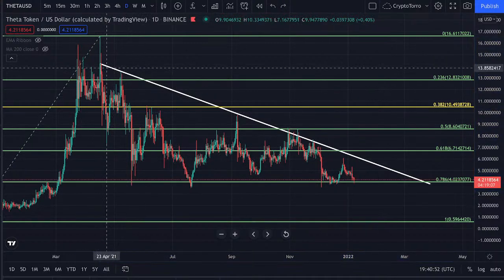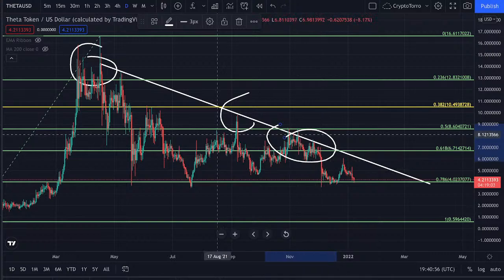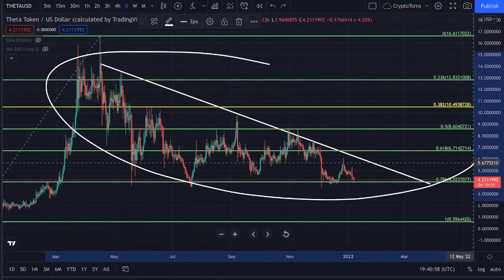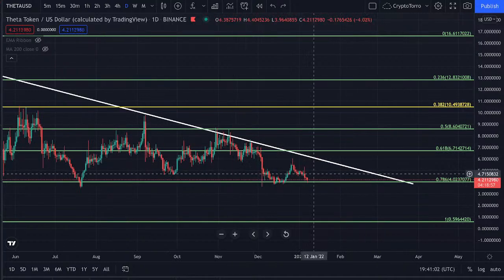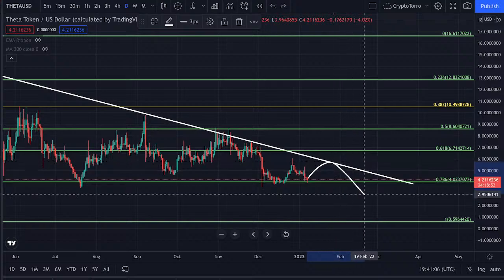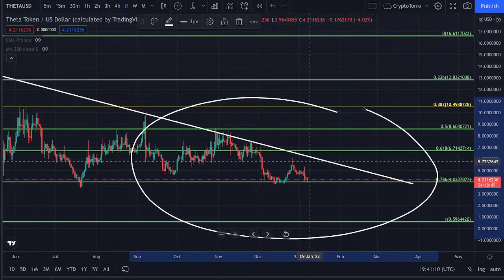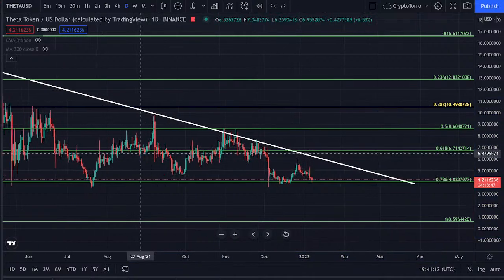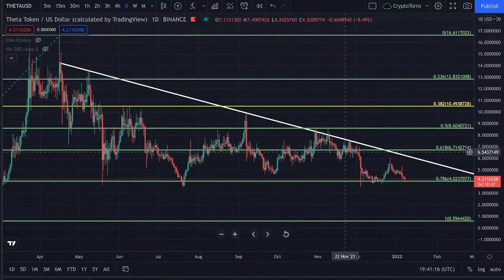It's because we have seen multiple touch points below this descending resistance. Therefore, this is a confirmed descending resistance for quite a long period of time already. And if we do not see a breakout occur above this range, but instead get rejected once more, we could experience even more decline in price action. So that's for sure something you would like to monitor closely on Theta's price action right now.